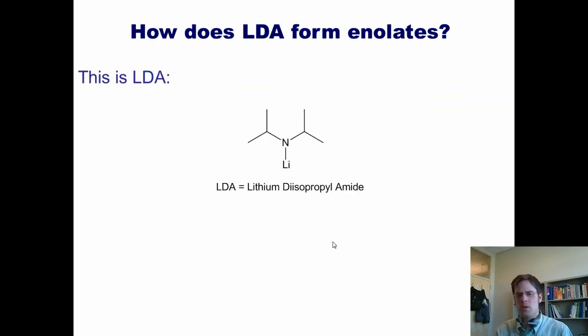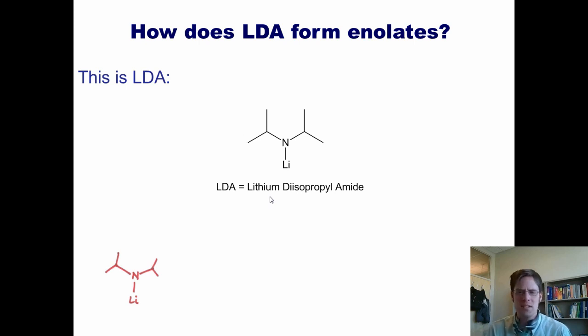Now I'm going to introduce you to this compound, LDA, which is short for lithium diisopropyl amide. I think that's a hilarious name because it's not actually an amide, it's an amine. LDA is a useful base for removing alpha hydrogens to form enolates. How does it do this?